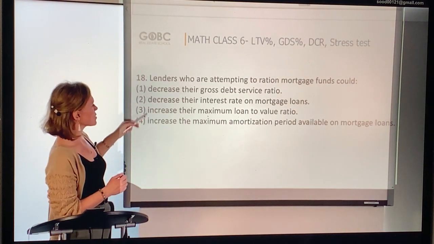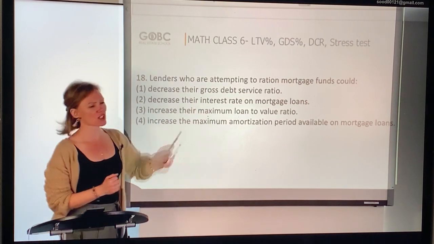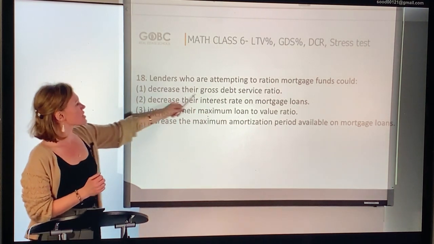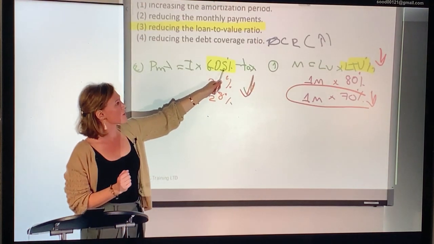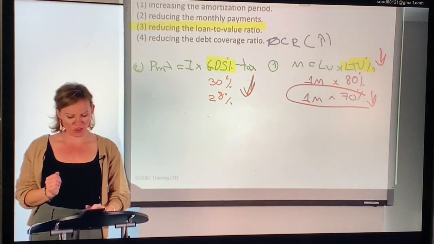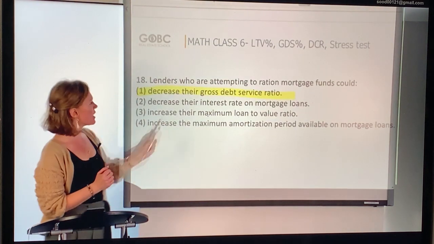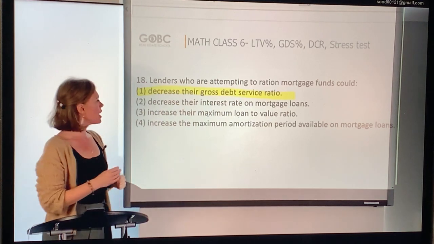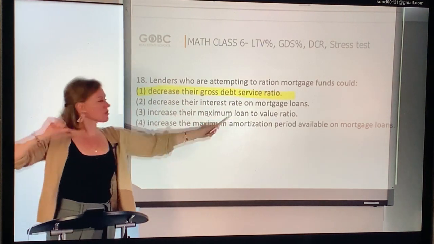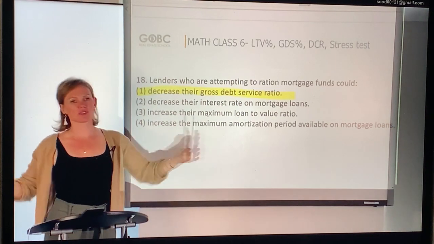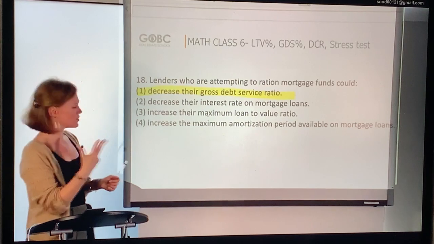Decreasing, decreasing, increasing, or increasing. So what do they have to decrease? Their interest rate on the mortgage loans? Not really. Decreasing their gross debt service ratio. Remember our second example? The GDS, gross debt service ratio, that's residential. They want to decrease that too, so that would be a better option. When they refer to decreasing GDS, that's good. Only on the commercial side does DCR have to be increased. Increase loan to value, no, loan to value should be lower, and increase the maximum amortization. It doesn't really matter. It's not about amortization or the payment, it's about the DCR, loan to value ratio, and GDS.